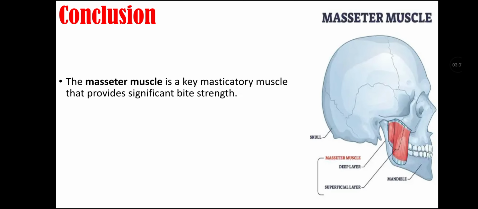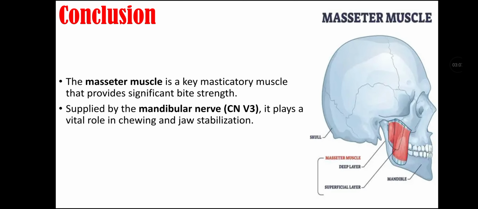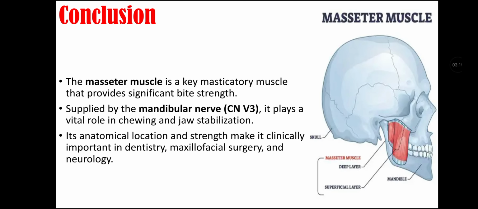Conclusion of this lecture video. Masseter muscle is a key masticatory muscle that provides significant bite strength. It is supplied by the mandibular nerve, that is a branch of the trigeminal nerve. It plays a vital role in chewing and jaw stabilization. Its anatomical location and strength make it clinically important in dentistry, maxillofacial surgery, and neurology.